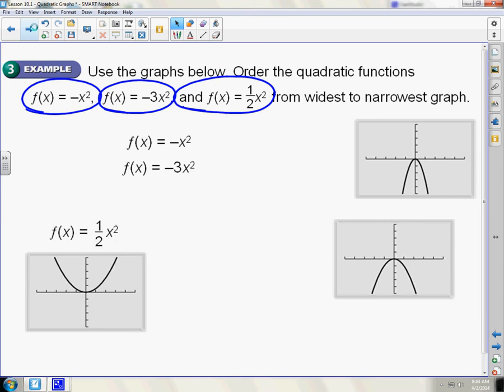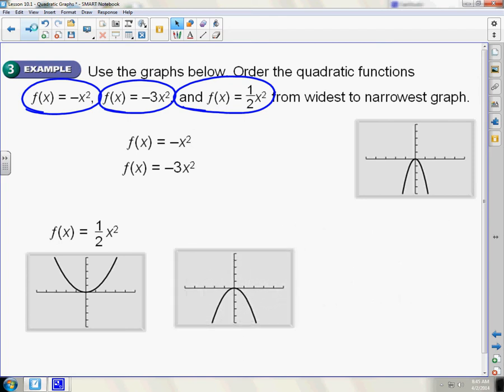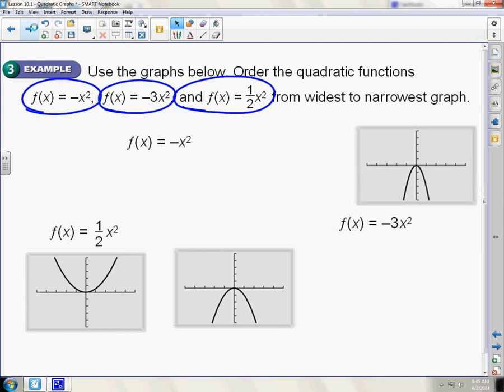You'll notice if you have a smaller number out front, your graph gets really wide because you're dividing it in half, so it's making it wider. And it grows slower. It doesn't grow as fast because you're cutting it in half each time. However, if you have a 3, it grows really fast.